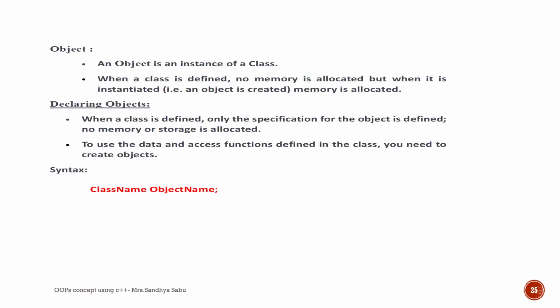Objects also we have learned. What is the way to declare an object? This is the syntax for declaring an object. We have to mention the class name followed by the object name. We can create many objects for a single class. There is no restriction that we should create only one object or two objects. We can create as many objects as we need.